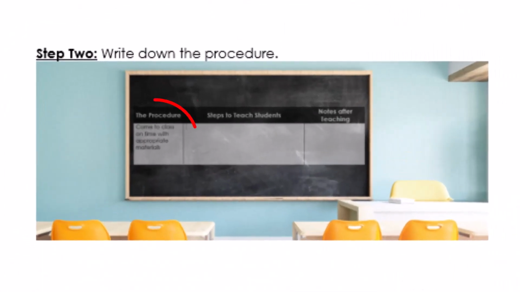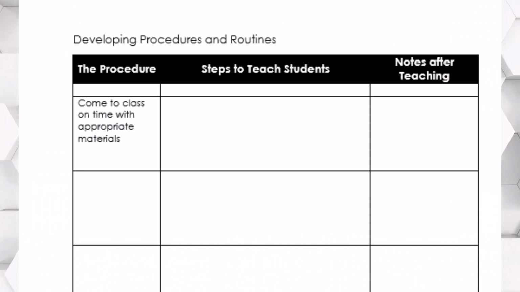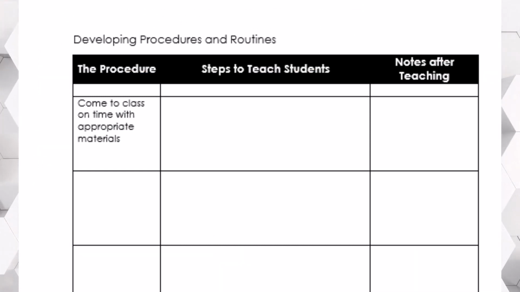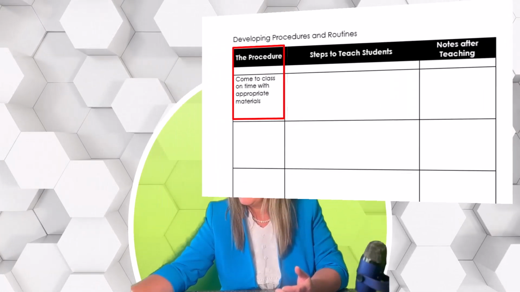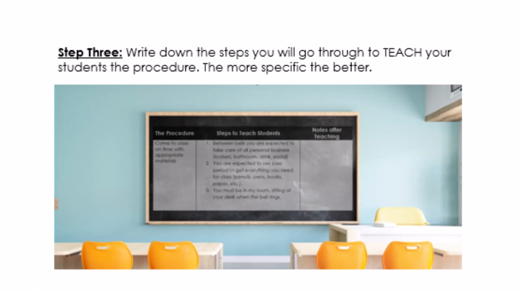Step 2, write down the procedure. I'm working on coming to class on time with appropriate materials. So that's what I wrote down. Easy peasy. Then we're going to go to step number 3 and look at the example I gave you. Step number 3 is you're going to write down the steps you want to go through to teach that procedure. So you are going to go to the middle and you're going to write down the steps that you're going to go through to teach the kids the procedure.